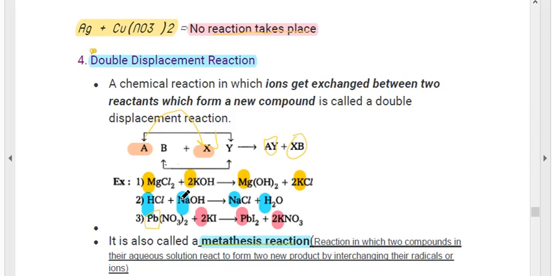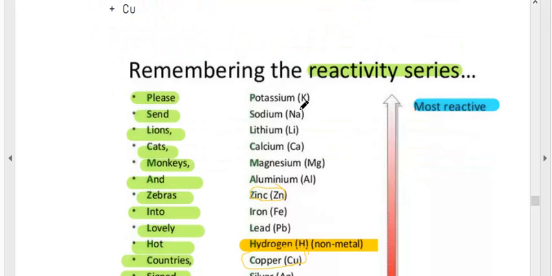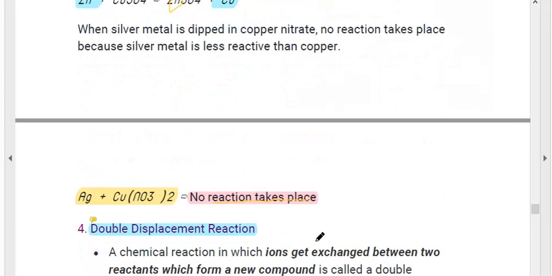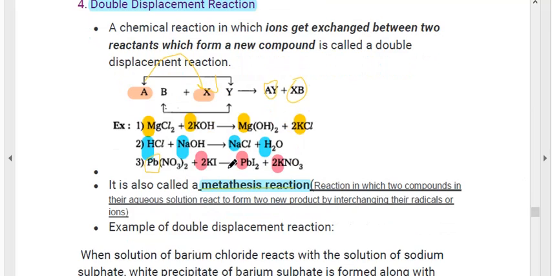In this also there is HCl and NaOH. Sodium is more reactive than hydrogen, and chlorine is also a strong radical. So sodium tries to displace hydrogen and join with chlorine and form NaCl and water. This is the double displacement reaction.